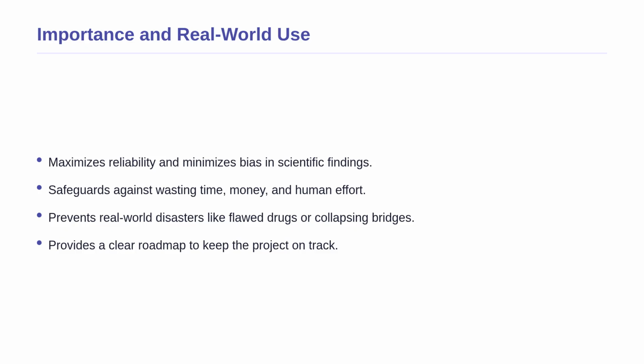collecting irrelevant data. In fields like medicine or engineering, a flawed research design could lead to dangerous drugs being approved or bridges collapsing because the underlying data was fundamentally flawed. Additionally, it provides a clear roadmap for the researcher, reducing confusion and keeping the project strictly on track.